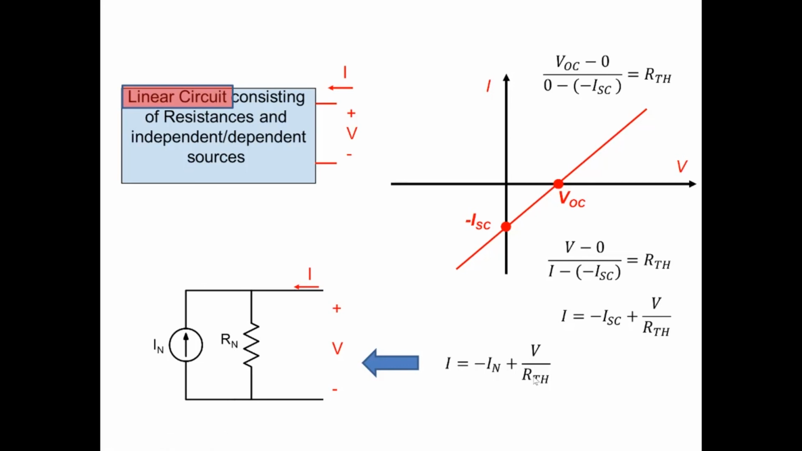So we are seeing that if the circuit is linear, described by a straight line on the current voltage characteristics, then this is a general representation of that circuit from the terminal point of view. This is important. From the terminal point of view, this circuit composed of IN and RN is indistinguishable from whatever is inside it. So that's the basic idea behind Thevenin's and Norton's equivalent circuit. All right, so let's stop here.